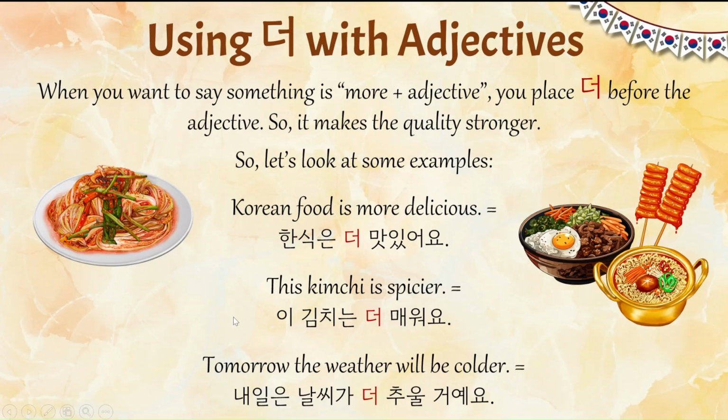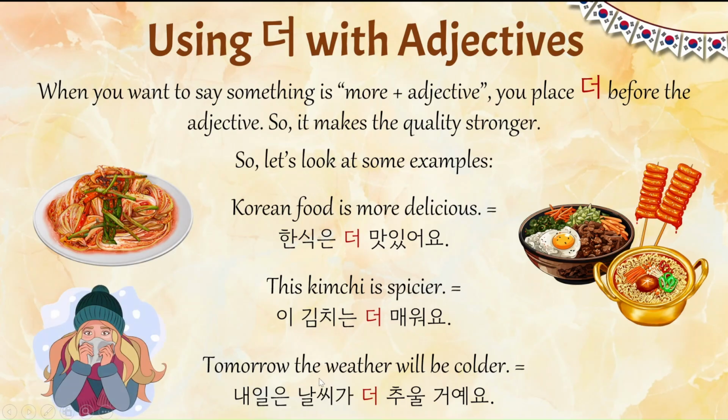Alright? Next is tomorrow the weather will be colder. 내일은 날씨가 더 추울 거예요. Tomorrow is 내일. Weather, 날씨. To be cold, 춥다. Future tense, 추울 거예요. Colder, 더 추울 거예요. I hope you're getting this. So this is how we use 더 with adjectives in Korean sentences.